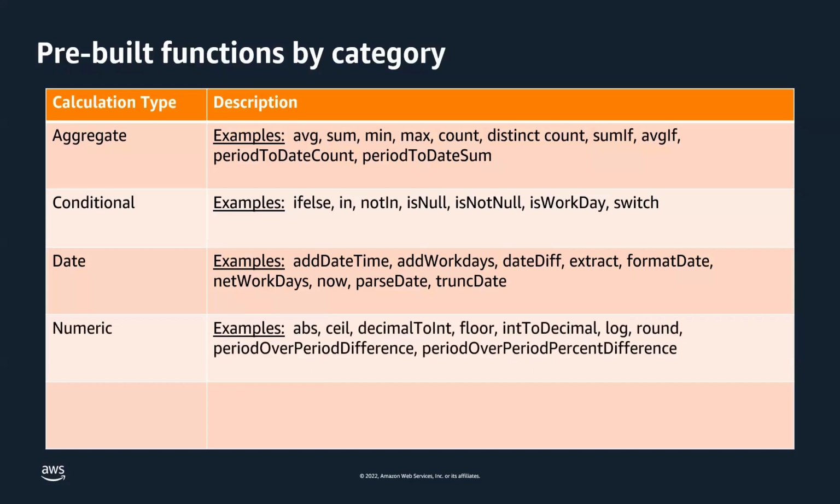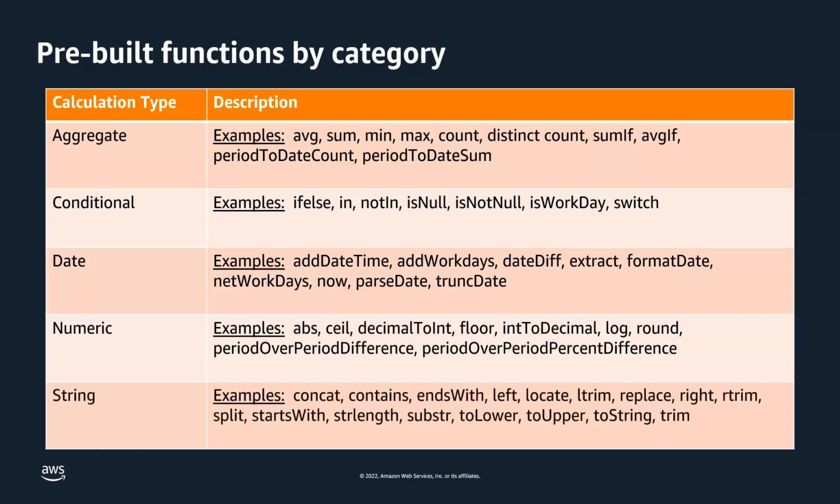The numeric category is your typical looking at ceiling, looking at floor, being able to transform decimal to integer, integer to decimal. And we have a number of period over period functions that allow you to compare values.